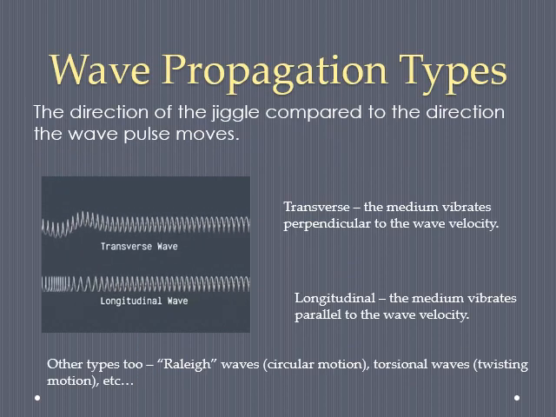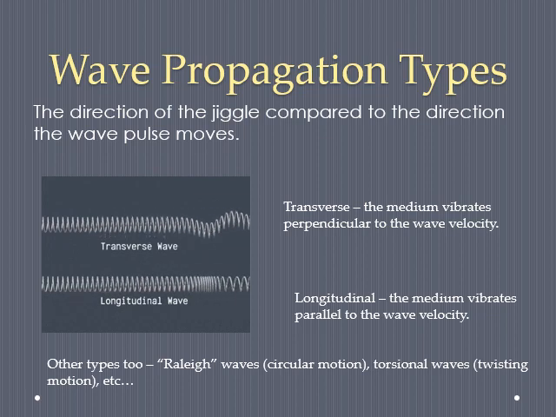One minor difference between some types of waves is called the propagation type. So all waves kind of jiggle, but that jiggle can be up and down, side to side, or in and out. So the way that the wave moves compared to the way that the medium moves is called the wave propagation type. There are lots of wave propagation types, but the two that we're going to be dealing with mostly in this class are called the transverse wave and the longitudinal wave.